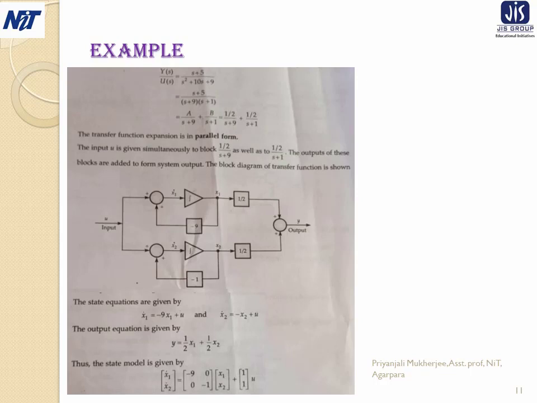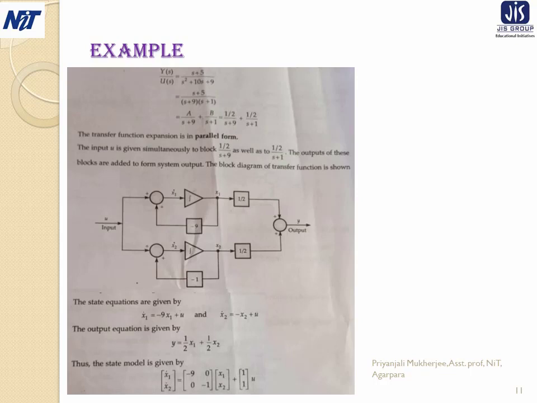So if we draw the state diagram of half over s plus 9, that means output by input equal to half divided by s plus 9. So here we have assumed it x1 dot, and the integration of x1 dot becomes x1, and the feedback is minus 9. So we can write x1 dot is equal to u minus 9 into x1, into this half, that means this half is the gain.